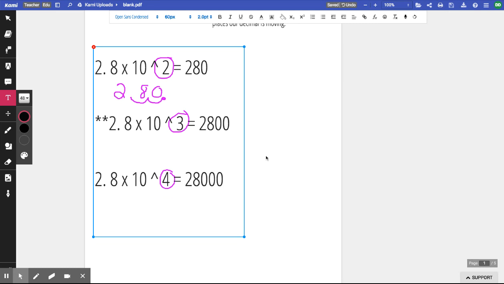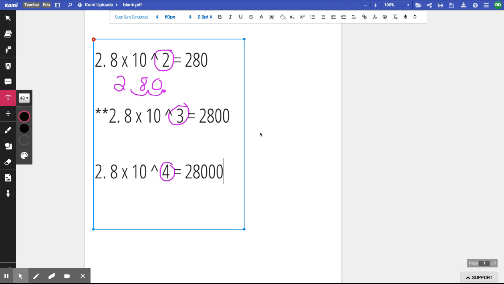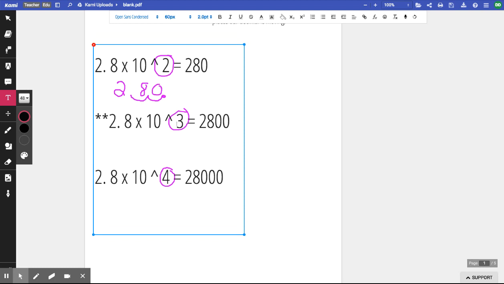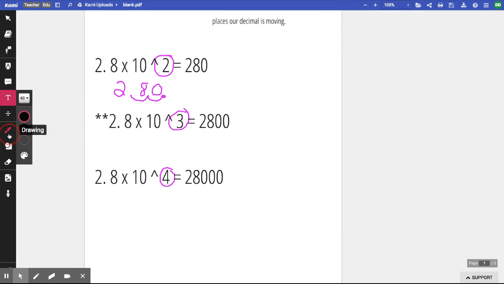Now, question 2 asks, where did we put our decimal point for the problem 2 and 8/10 times 10 to the third power? And how did we know to put our decimal point there? Well, again, we know that when we multiply, that means I'm moving my decimal point to the right. My exponent tells me how many places I'm moving my decimal point. So my decimal point would be placed after that last 0. So I would have an answer of 2,800.